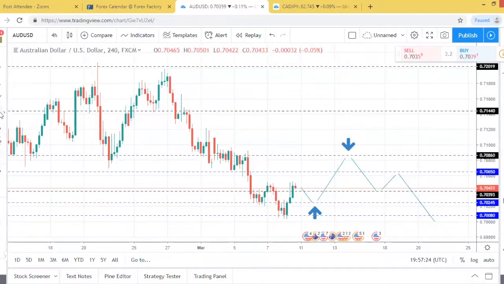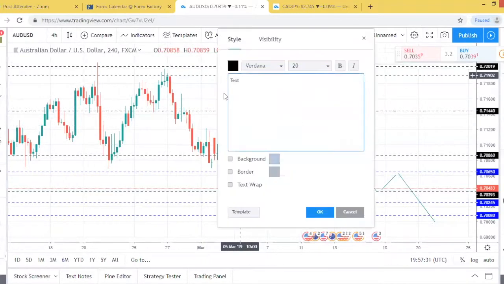So let's mark this up into a position for the week ahead. What I'm looking for is a buy limit order on the Aussie US dollar at 0.7025.